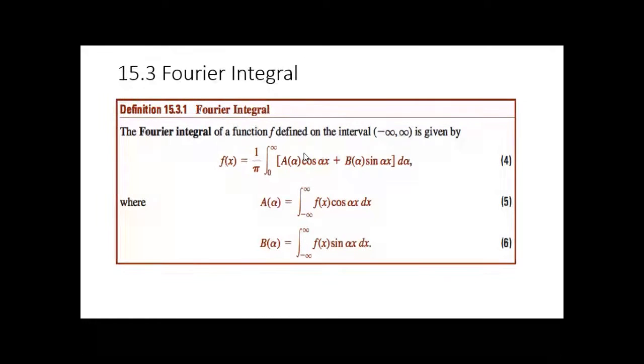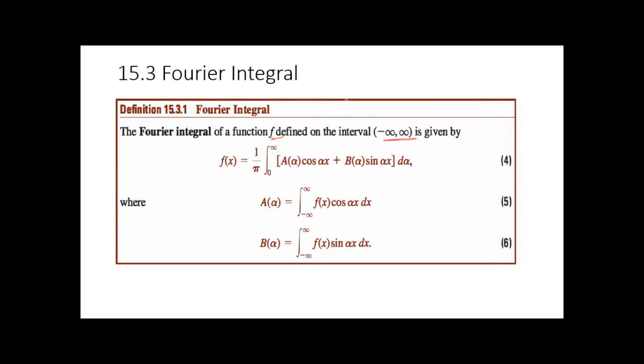So here, the Fourier integral of a function f defined in the interval from negative infinity to positive infinity is given by this formula number 4. Fourier integral, remember, this is not a Fourier series. This is the Fourier integral representation of a function.